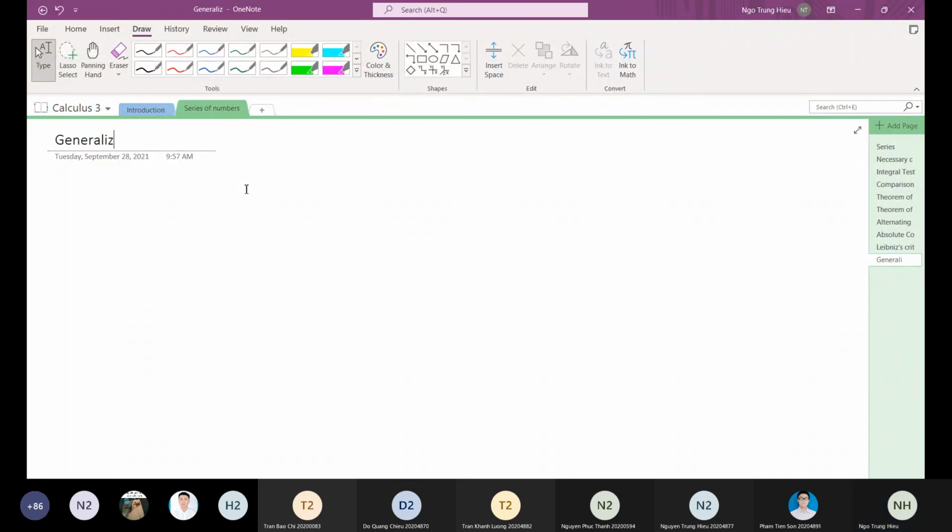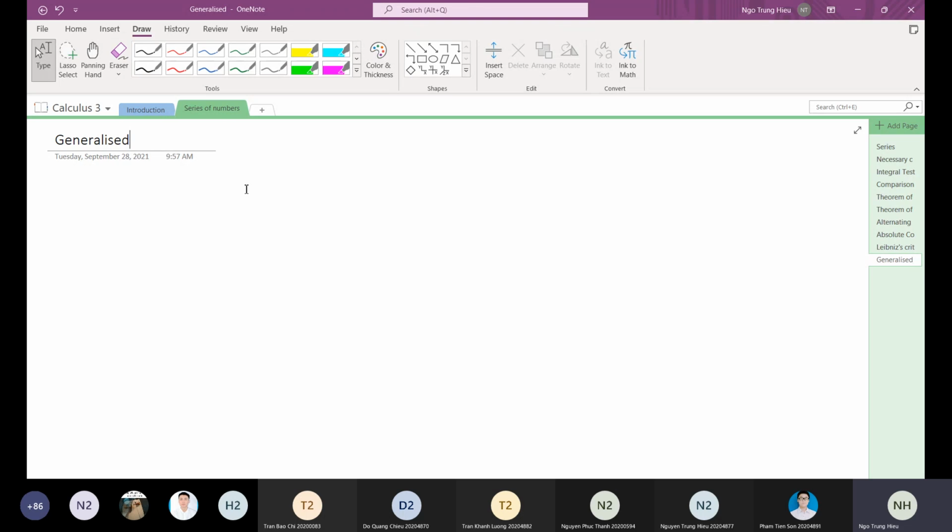Generalized can be written with Z or with S, so it's up to you, right? If you like American English, you take Z. If you like British English, you take S, right? So I study in both England and America. However, when I write, I prefer British English. It's just a habit choice, right? So I use S. Right?